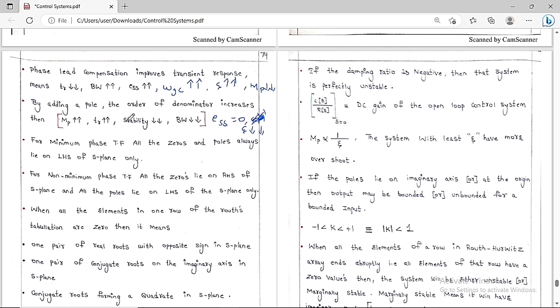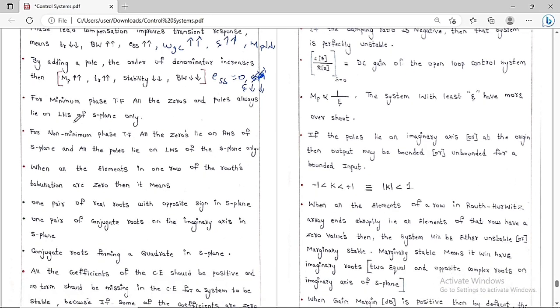Whenever you add a pole, the stability is going to decrease, but here the stability is going to increase because we are adding a zero. So these things you always have to keep in mind. Whenever you are adding a zero, the stability increases. Whenever you are adding a pole, the stability will decrease.